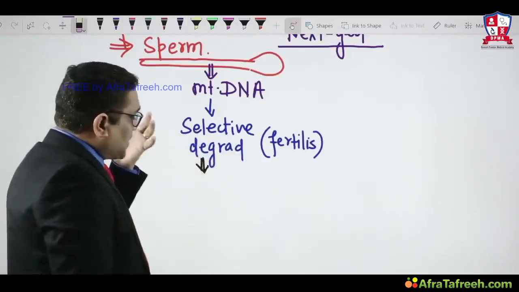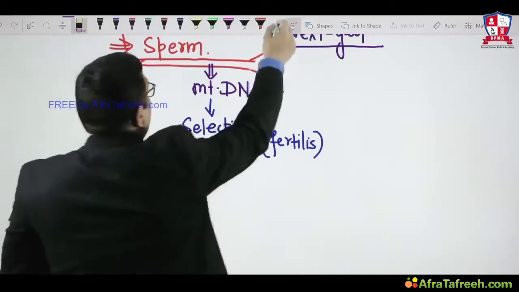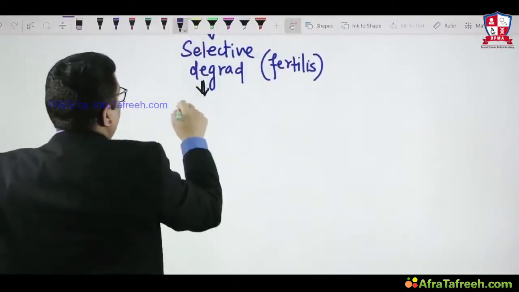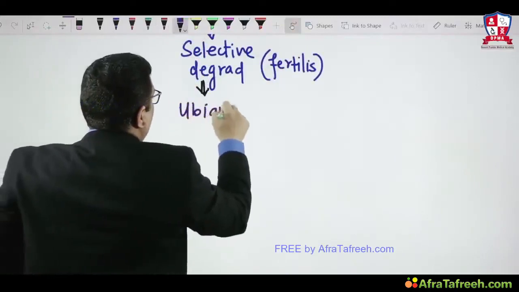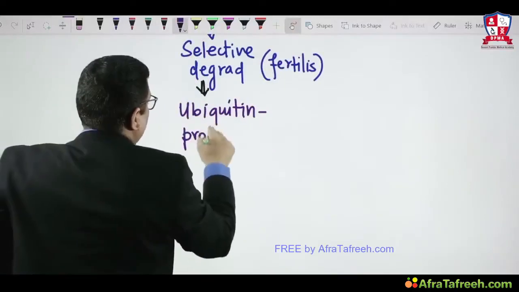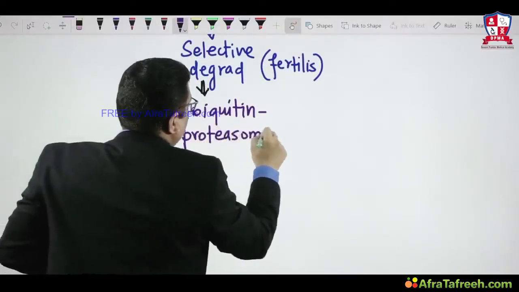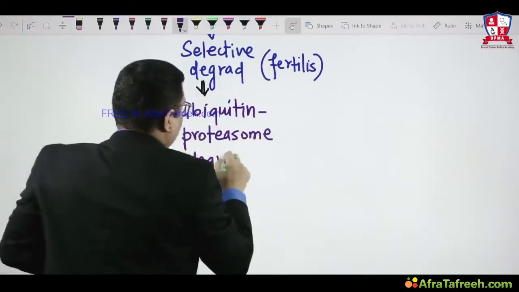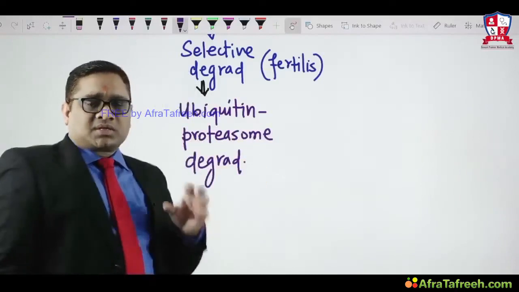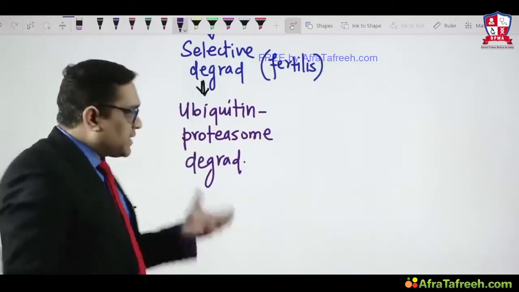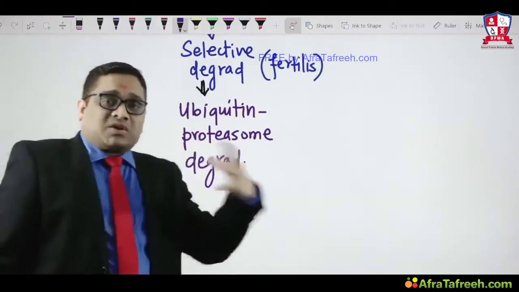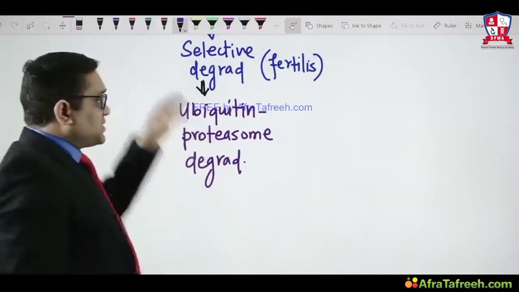What is responsible for selective degradation of this mitochondrial DNA? The selective degradation is because of the ubiquitin proteasome degradation pathway. If you remember, when we discussed in the first chapter the intracellular protein degradation system, I told you that autophagy or ubiquitin proteasome degradation is associated with mitochondrial inheritance disorder. So that is the explanation here.